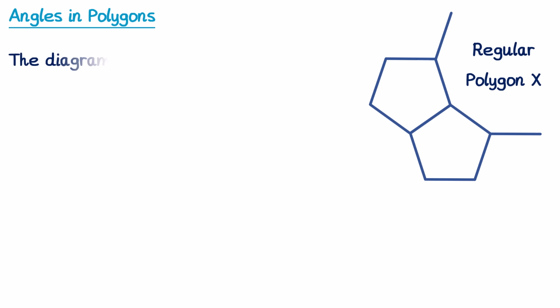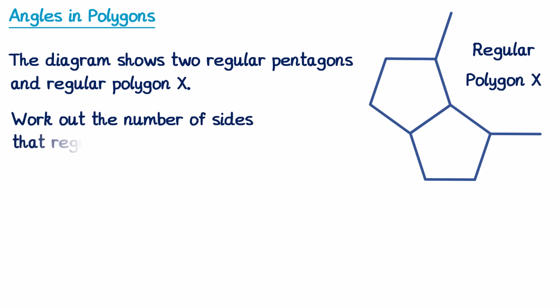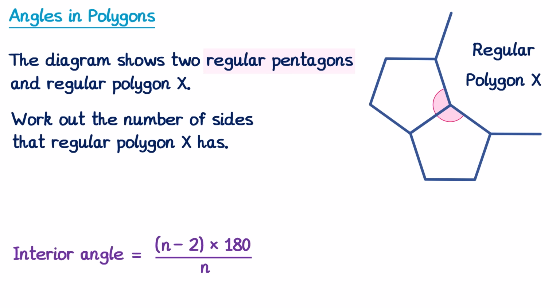So here we have a diagram, and we're told it shows 2 regular pentagons and a regular polygon X. We're asked to work out the number of sides that regular polygon X has. So we're going to start with the fact that there are 2 regular pentagons, so these have 5 sides. We're going to work out their interior angles, which I've marked onto the diagram here in red. We'll do that using the formula for the interior angle.